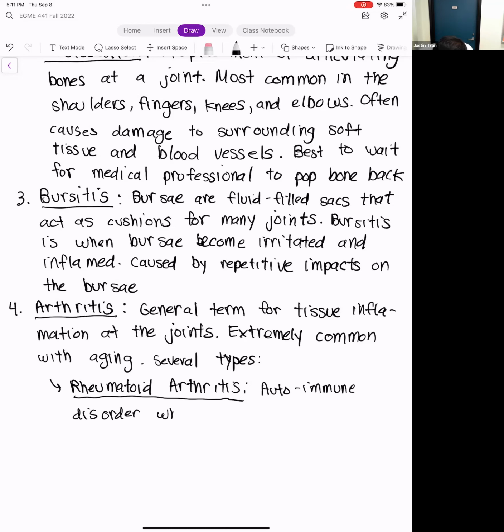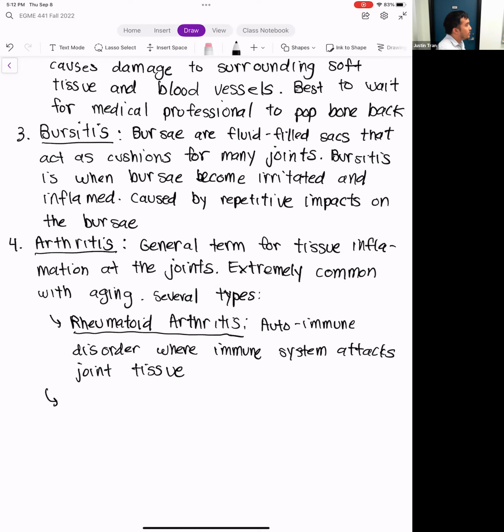Okay. So that's probably the one you hear on TV the most, because you can actually take medicines to help treat this, because it's not a mechanical injury. It's not something that you're going out and injuring yourself doing movement. It's actually something wrong with your immune system. And so you can take drugs to suppress that and help with this disease. And the other type of arthritis that we'll go over is osteoarthritis.